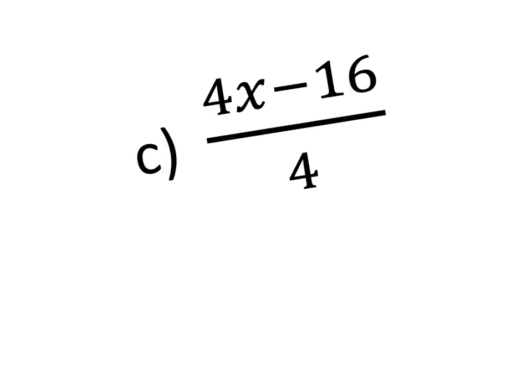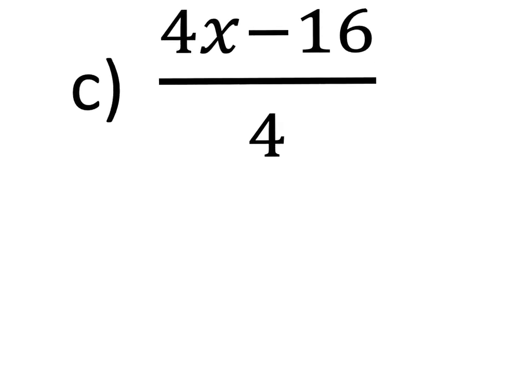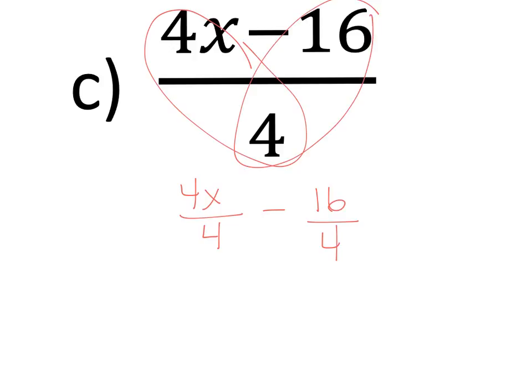Next example, letter C, okay, same thing. We're going to divide both of them by 4. So I've got 4x divided by 4 minus 16 divided by 4. Again, the 4 on the bottom goes with both the top parts. So 4 divided by 4 is 1, or these just kind of cancel out, and you have an x. If you want to put a 1 in front, you may. Minus 16 divided by 4 is 4. So that would be your final answer, x minus 4.